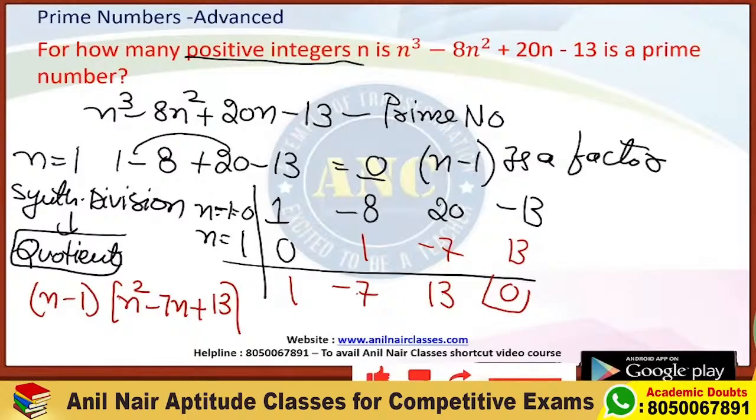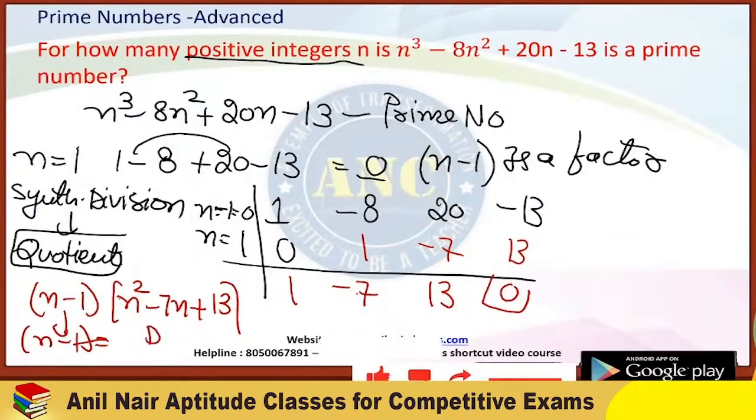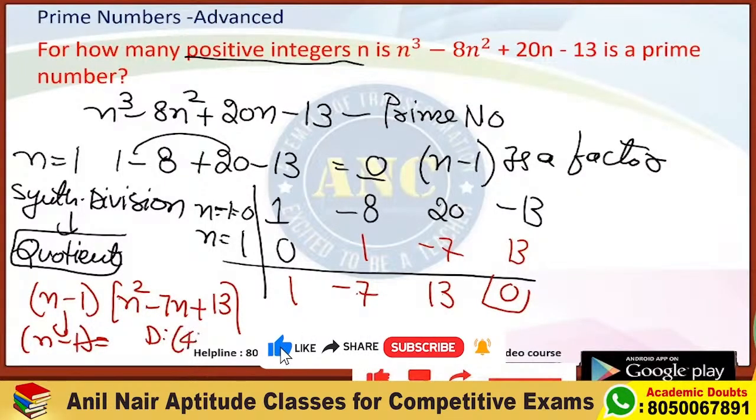Now see here. Let us check whether this expression is matching or not. n into n square, n cube, minus n into minus 7n, minus 7n square, minus n square, minus 8n square, plus 13n, plus 7n, 20n, minus 13. This is n minus 1, it is a factor. The discriminant b square minus 4ac is minus 52.